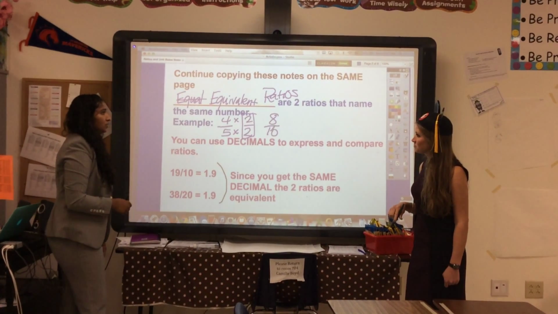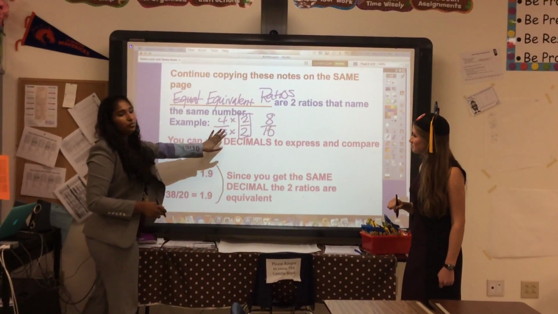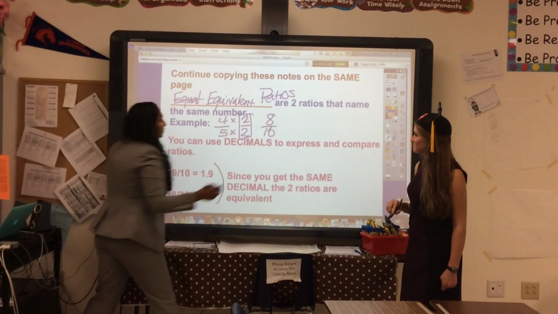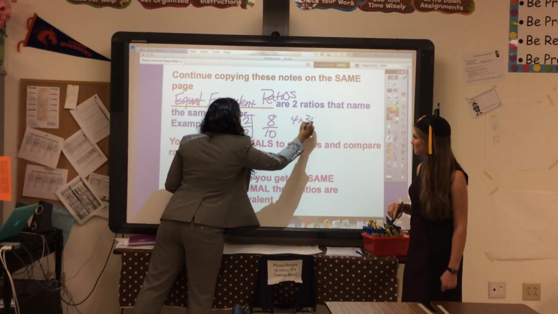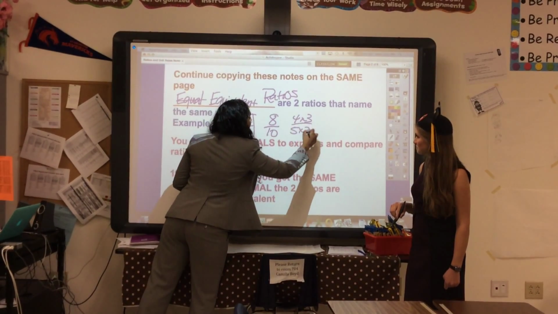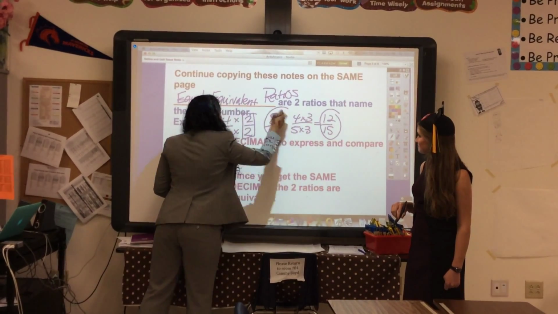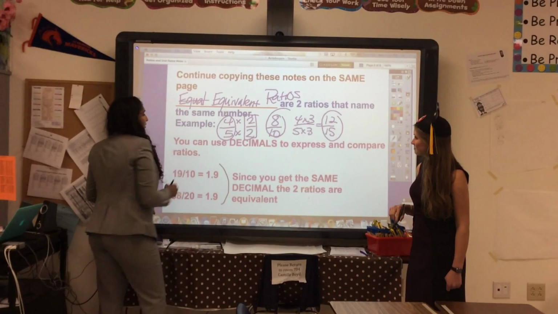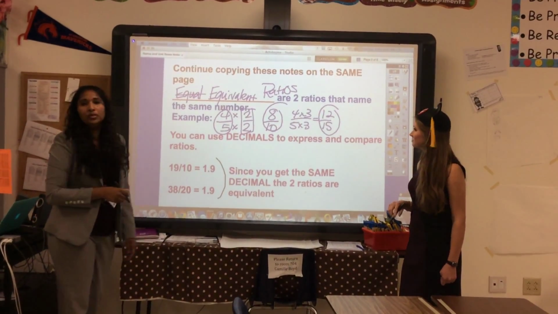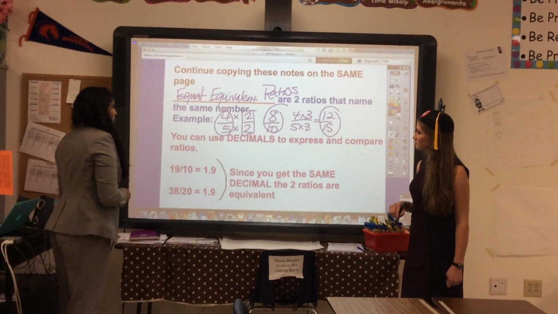So what else could we do? We could multiply, instead of by 2, we could multiply by 3. So we could do 4 times 3 and 5 times 3, and we end up with 12 over 15. All of these are equivalent ratios, 2 ratios that name the same number.